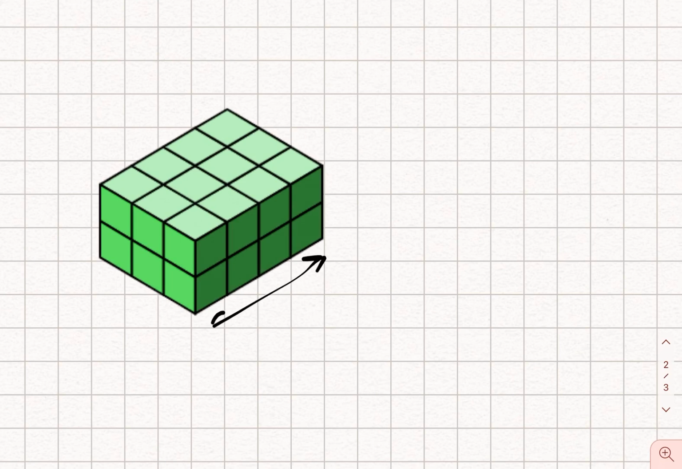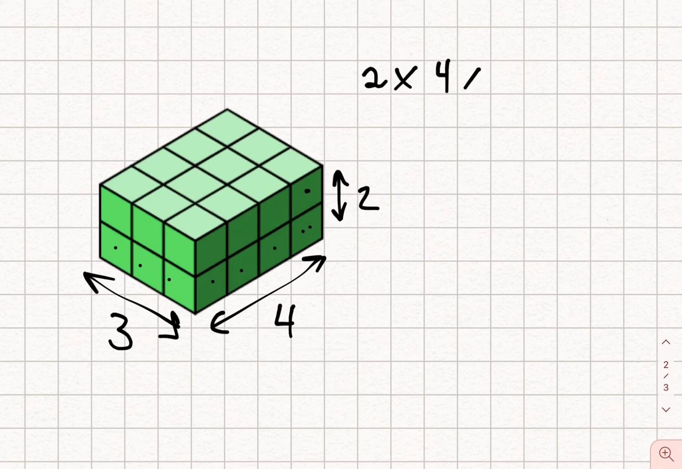So the length here is 1, 2, 3, 4. The height here is 1, 2. And the width here is 1, 2, 3. Those are my 3 dimensions. 2 times 4 times 3. Notice it doesn't matter what order I write the numbers. 2 times 4 is 8. 8 times 3 is 24.